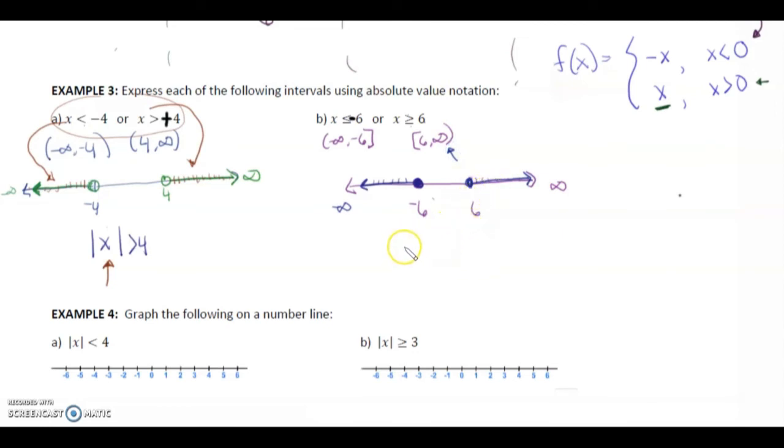Okay, so in this case, the absolute value of x, if we take any x in this interval or any x in this interval, wherever the x is defined, if we subbed it into the absolute value, we would yield greater than 6.